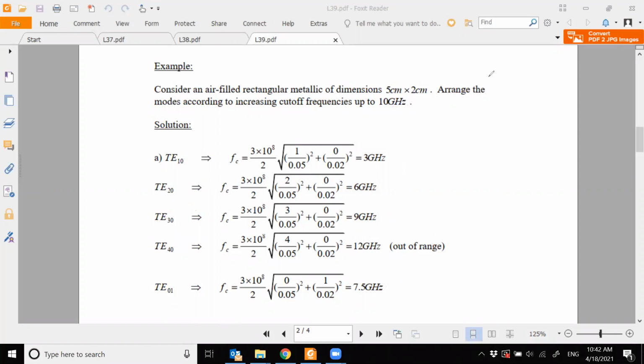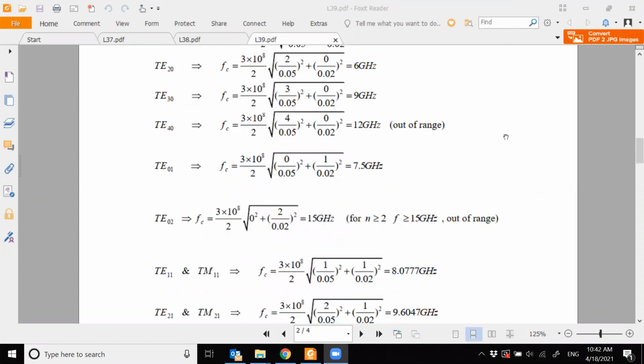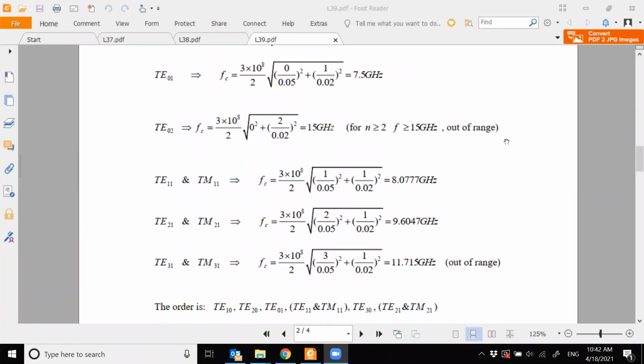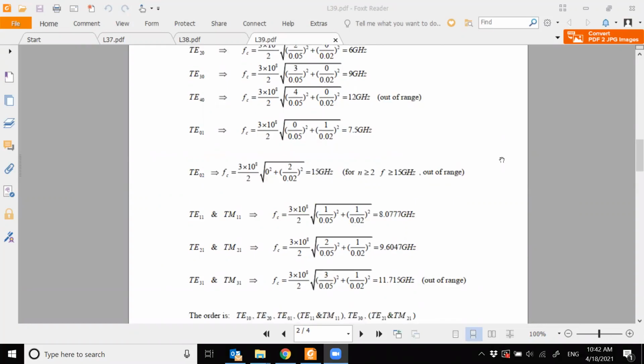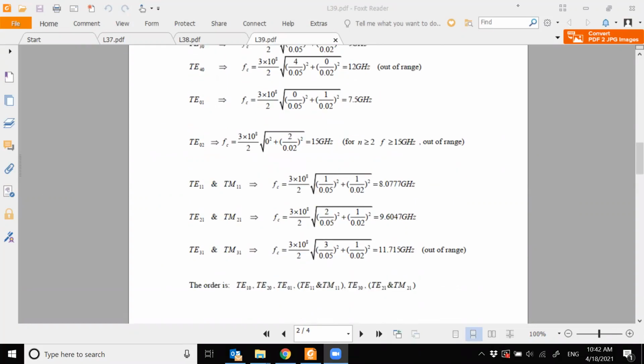Then, moving further, this is m is equal to 0, n is equal to 1. Then m is equal to 0 and n is equal to 2. If you see here, this is 15 gigahertz. Again, it is out of range. So stop. So that means n is equal to 1 is the maximum. So this is for the TE, right?